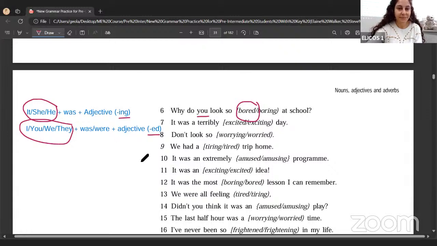Number 7. It was a terribly exciting day. Now, "terribly" sounds like a bad word because terrible means bad. But here we're using that word to say it was a really, really good day. So we're using this word in a negative way, but it's not very common. You don't hear a lot of native speakers say it. So I would just say it was an exciting day.